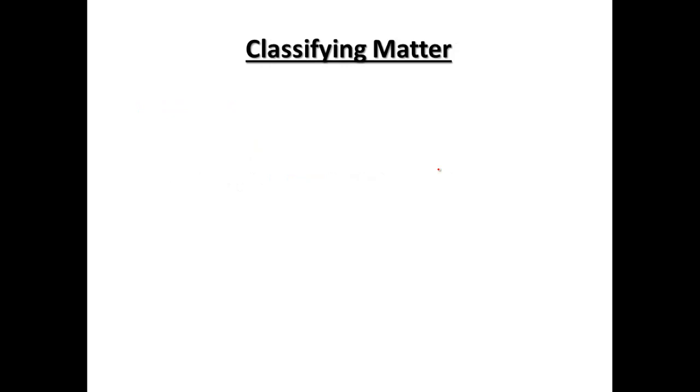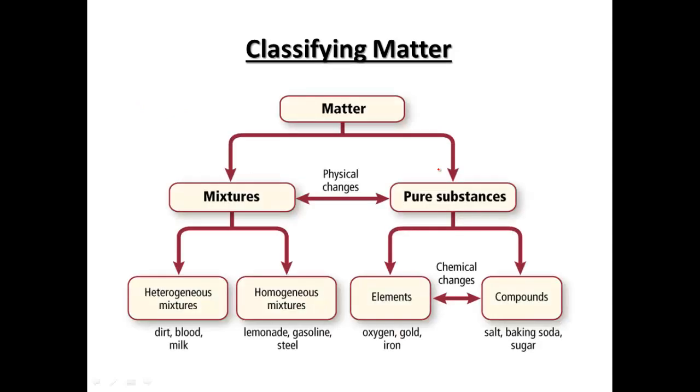And our final part for classifying matter: we've got this large chart found in the textbook. This chart starts out with matter, and it flows or breaks down into its separate parts. Figure 3.19 in the textbook is where this one is. Okay, we start with matter. All matter can be broken down into mixtures and pure substances.